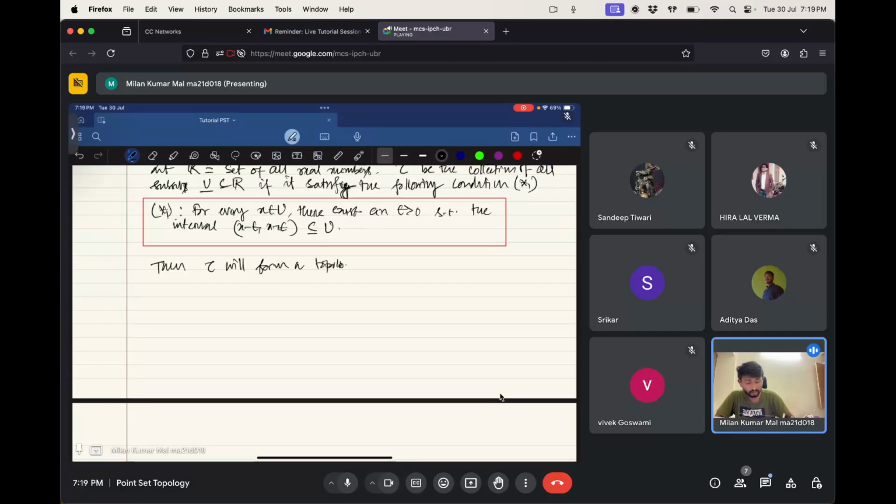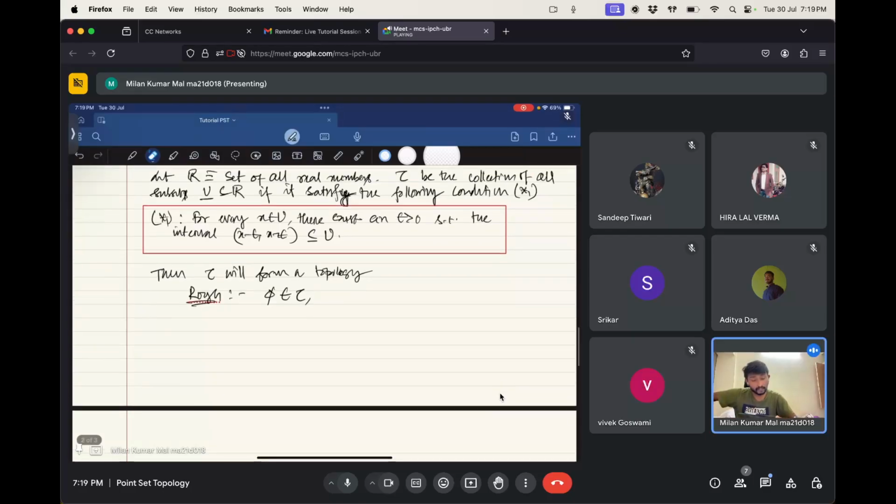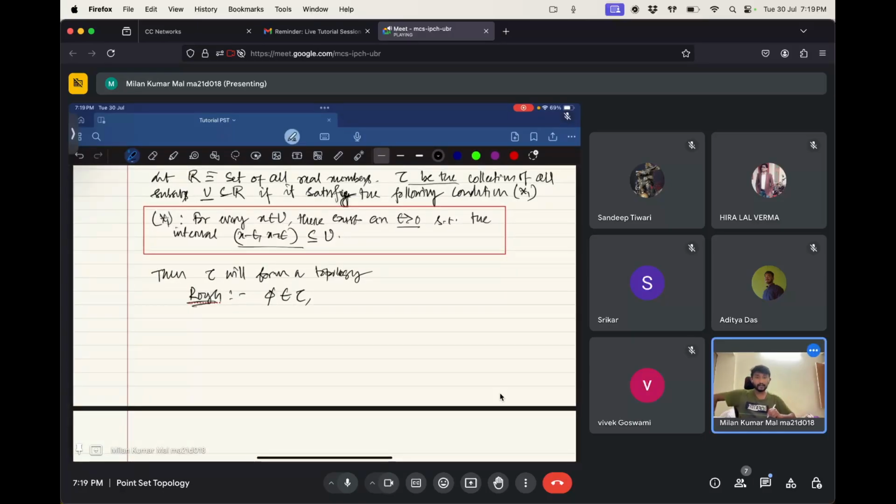Why will this form a topology? Roughly, clearly the empty set is there, as vacuous. This is called vacuous because what is the condition? Tau is the collection of all subsets U that satisfy the following property: if x is in U, then there should exist an epsilon greater than 0 which satisfies this condition. But is there any element in the empty set? There is no element in the empty set, so this condition is satisfied vacuously.